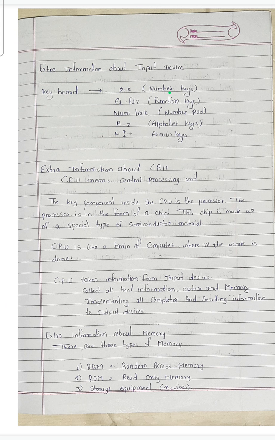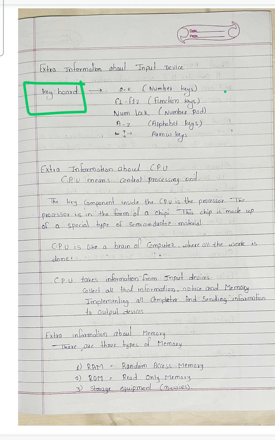Here it says extra information about input devices. Input devices are the keyboard and mouse. For this you first have to see the first part of the basic concepts of a computer, then you can know about the input devices and all that. So what is the keyboard?